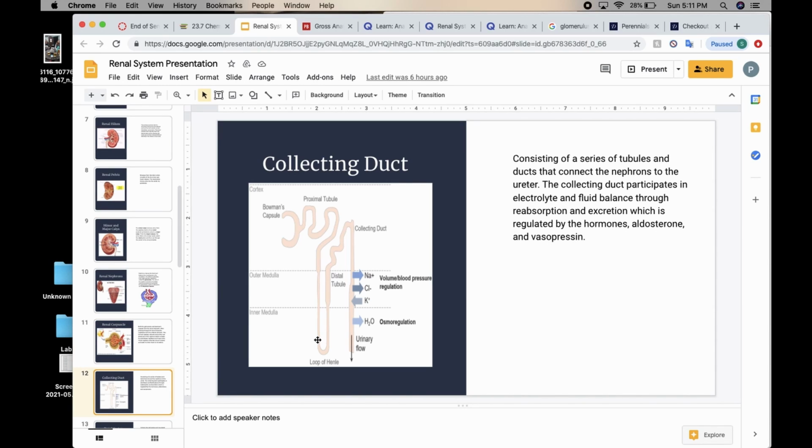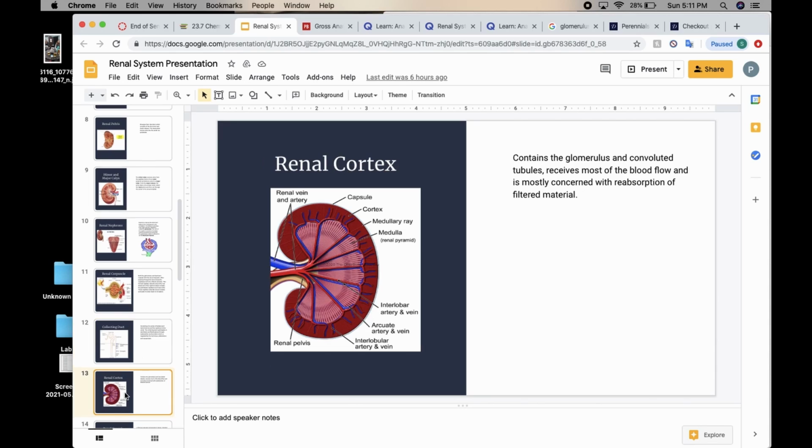And then the collecting duct, which participates in electrolyte and fluid balance through reabsorption and excretion, which is regulated by the hormones aldosterone and vasopressin. And then I already touched on the renal cortex initially in the beginning, but it houses the glomerulus and the convoluted tubules, which receive most of the blood flow and is mainly focused on reabsorption of the filtered material.